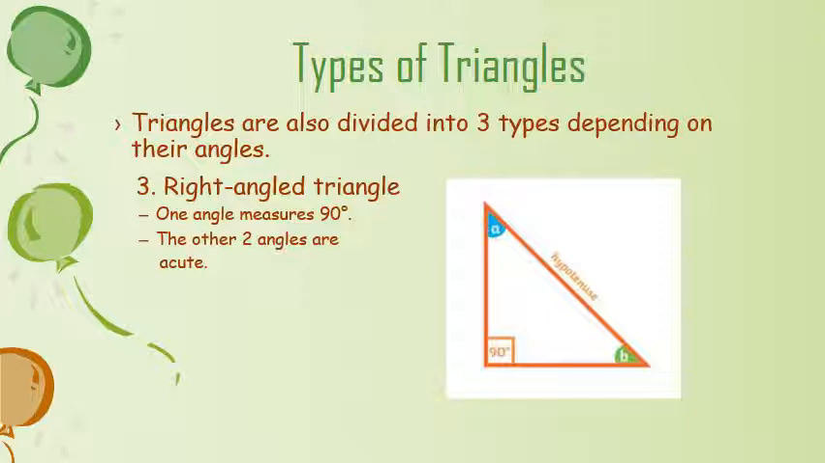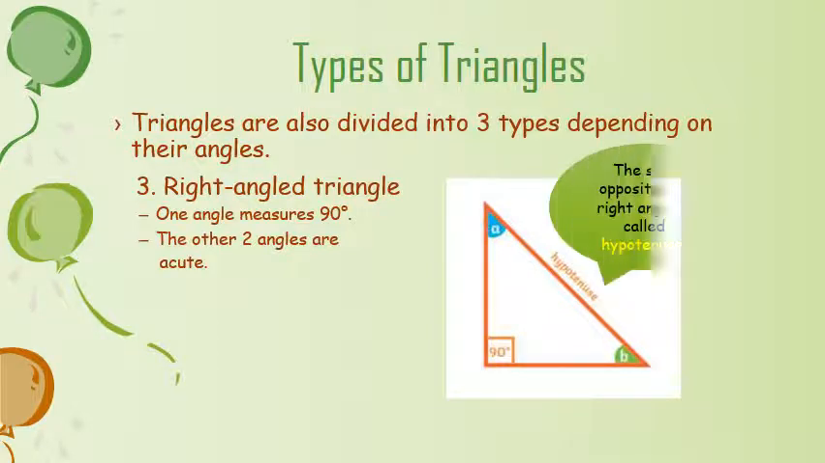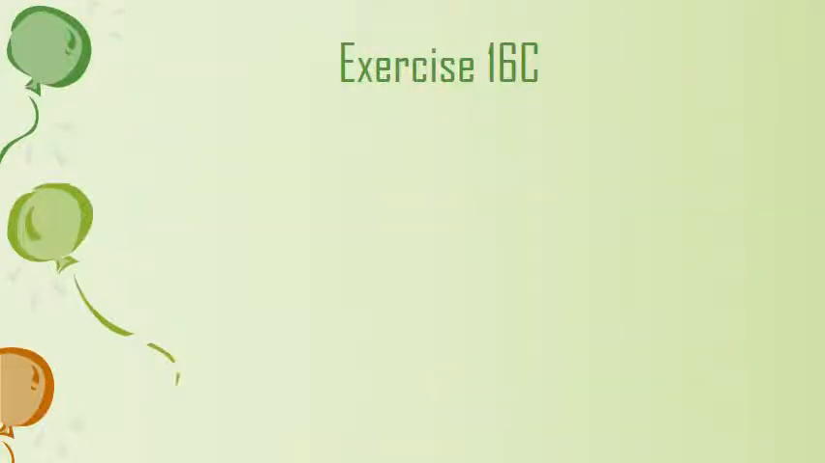Okay, and children, you know, the opposite side, the side which is opposite the right angle, is called hypotenuse. Can you see? The side which is opposite of the right angle, that side is called hypotenuse. In a right angle triangle, the side which is opposite the right angle is called hypotenuse. Now children, let's come to exercise 16C.